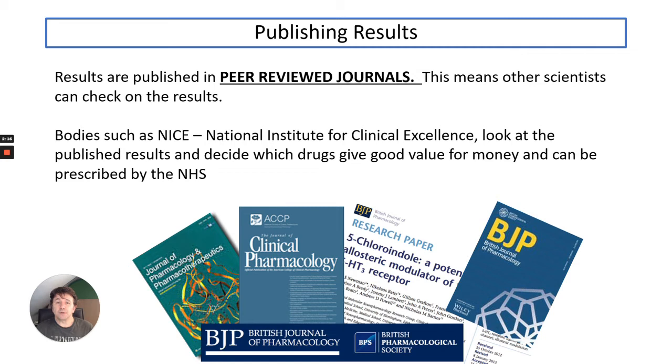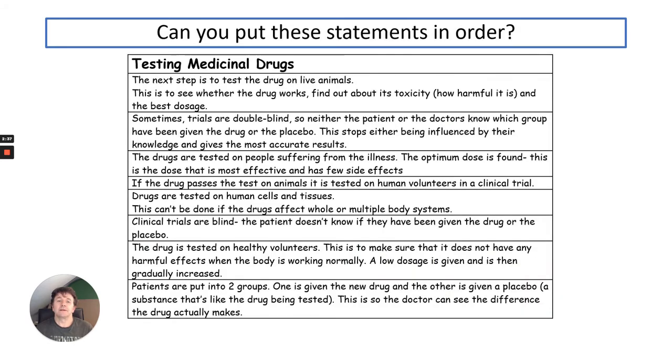So as I said, results are usually published in what we call peer-reviewed journals. So other scientists check on these results. And then you've got bodies such as the National Institute for Clinical Excellence. They look at the published results and they decide which drugs give good value for money and can be prescribed by people like the NHS.